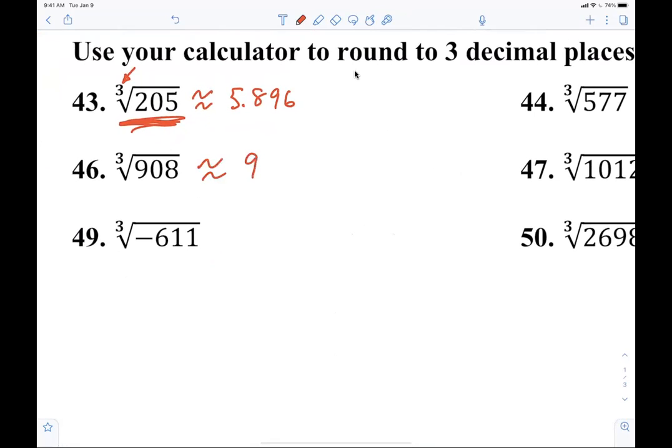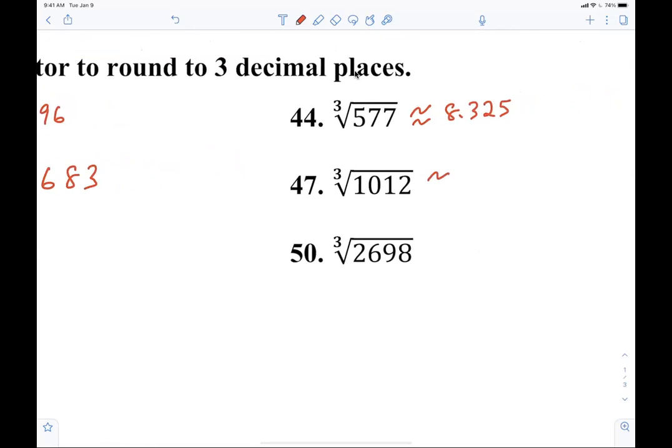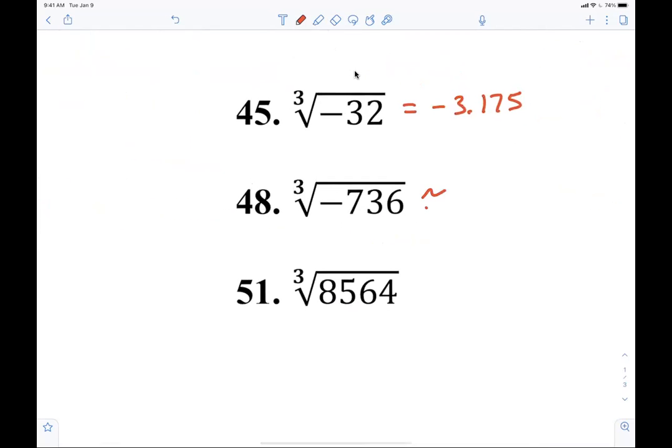It's 9.683. Okay, 47. I got 10.040. Anybody else get that? Yeah. Okay, Mikey. -9.028. Remember, everyone's doing every single problem. You're not writing down Mikey's answer.